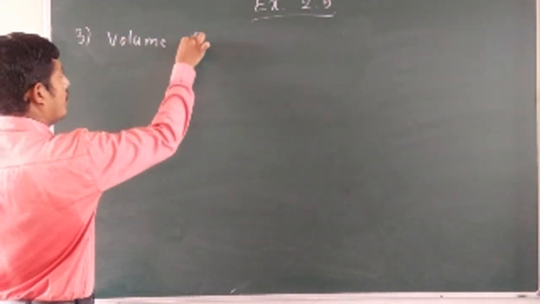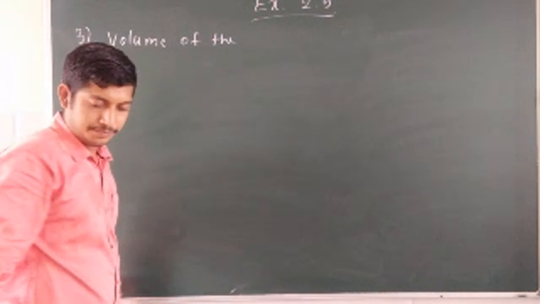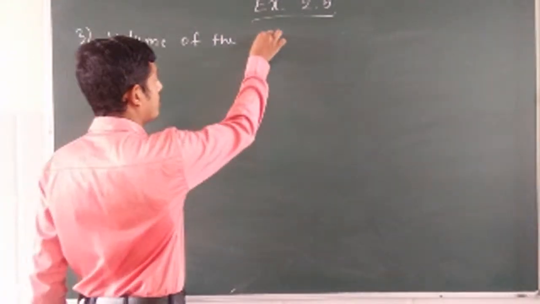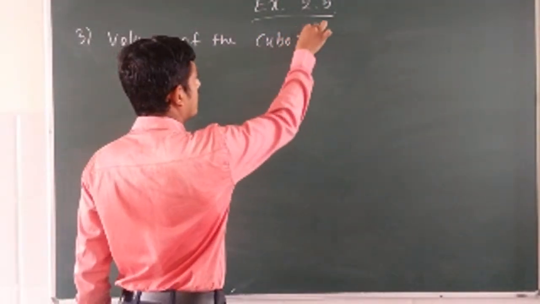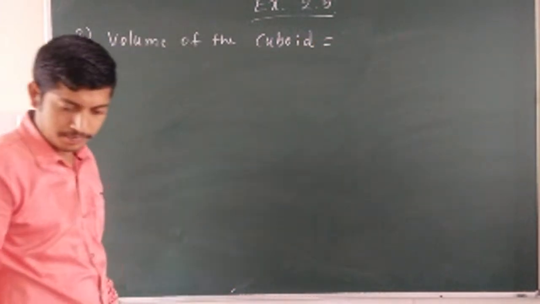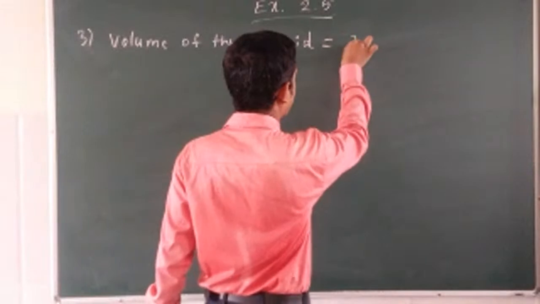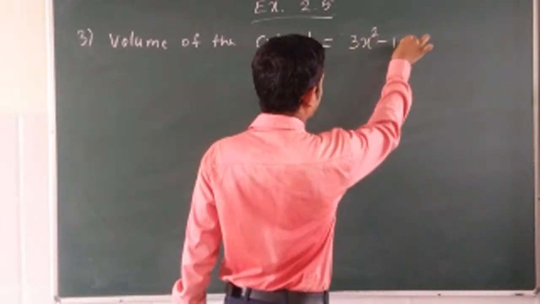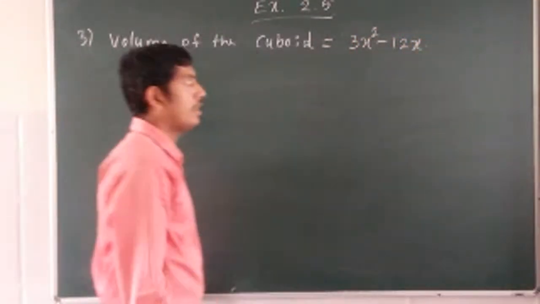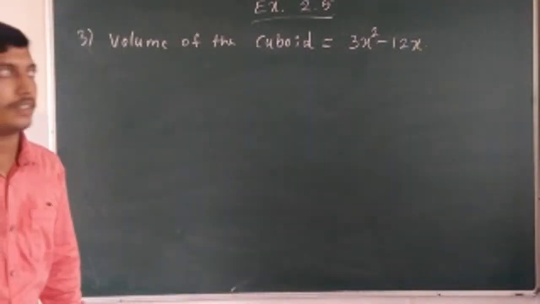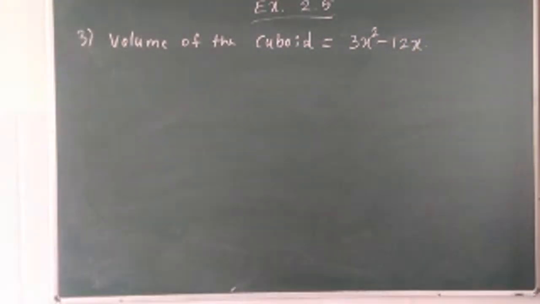Volume of the cuboid, that is equal to 3x square minus 2x. 3x square minus 2x. Now try to find out the factors of this. Try to find out the factors.